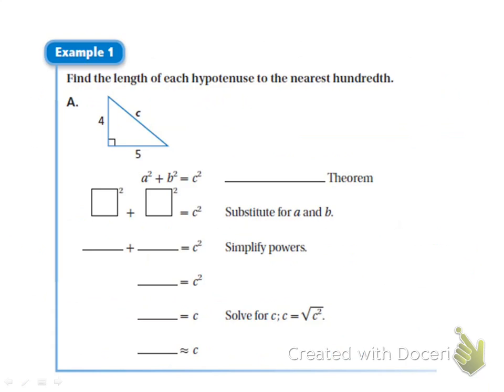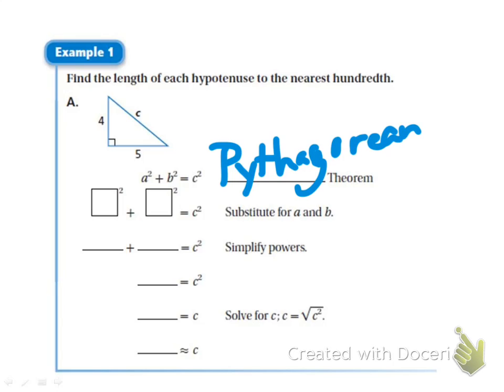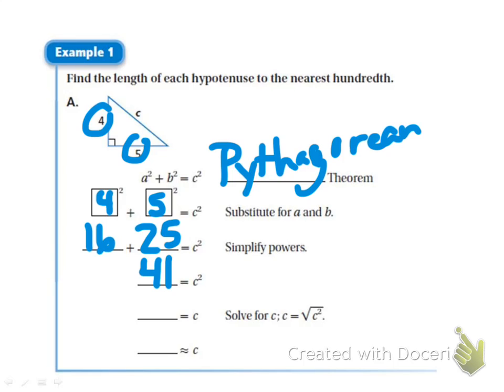Okay, for number 1, they want us to write down the Pythagorean theorem, which is a squared plus b squared equals c squared. So looking at my legs, I have 4 squared and 5 squared. 4 times 4 is 16. 5 times 5 is 25. So 16 plus 25 is 41.